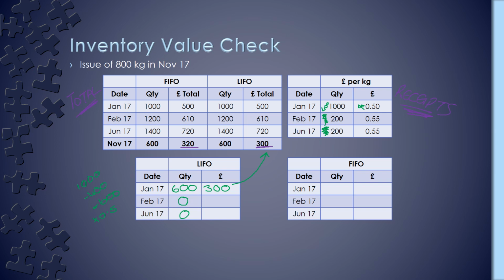So to do that then with the FIFO balances, what did we do with FIFO? Well, FIFO was first in, first out. So we actually took all of the 800 from this pot, because this was the first amount that was there. So we were then left with 200 kilos from our January pot, and that was at 50p, which equals our £100.